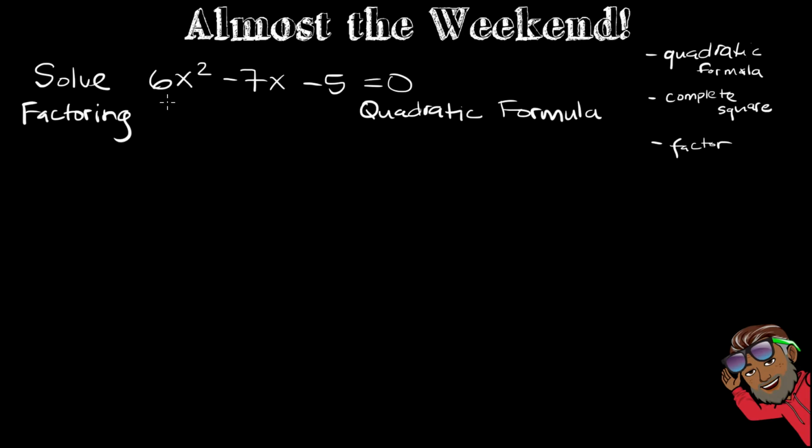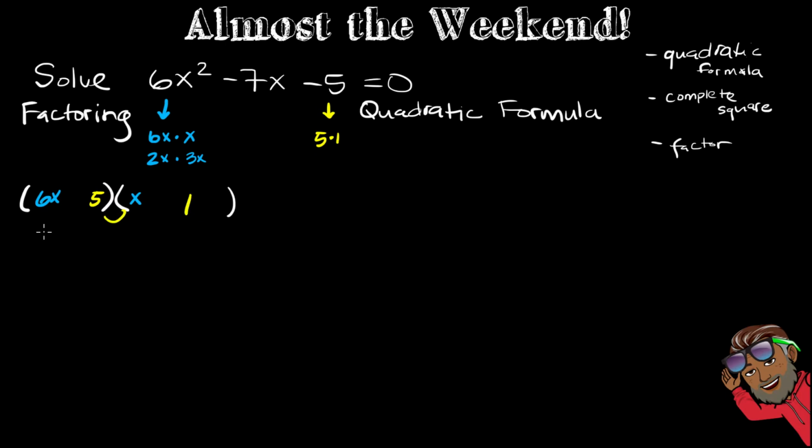Factoring, the first thing you're going to want to do is break this guy down to either 6x times x or 2x times 3x. And then break down the 5 to either 5 times 1 or, well, that's it. 5 times 1 is the only option. So now I want to set up my factors. I'm going to go with 6x and x just to show that it doesn't work, and then try 5 and 1.